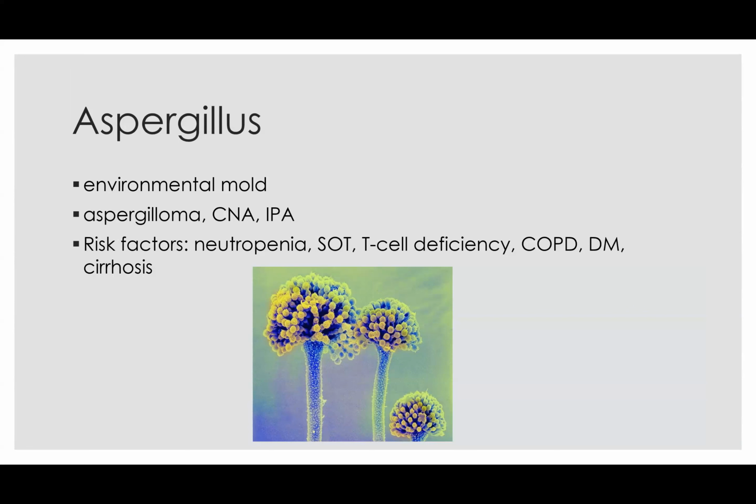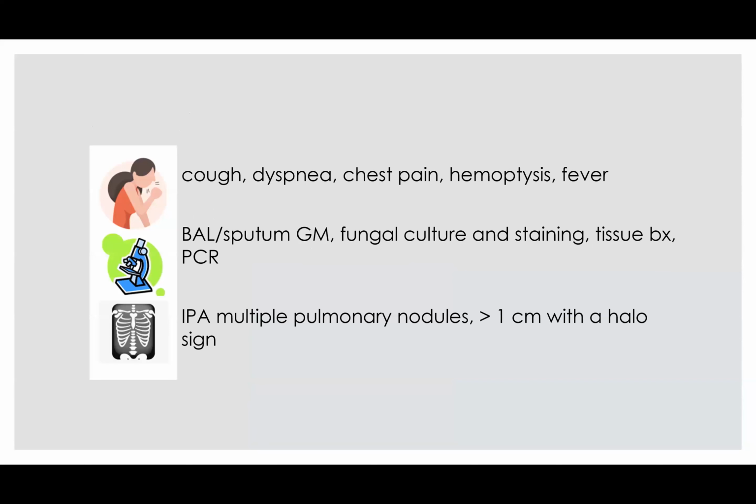So invasive pulmonary aspergillosis is seen primarily in patients with prolonged neutropenia, patients with solid organ transplants, or even patients with T-cell deficiencies. Other risk factors would include chronic obstructive pulmonary disease, diabetes mellitus, liver cirrhosis, or even long-term steroid use. And this is a scanning electron microscopy of aspergillus.